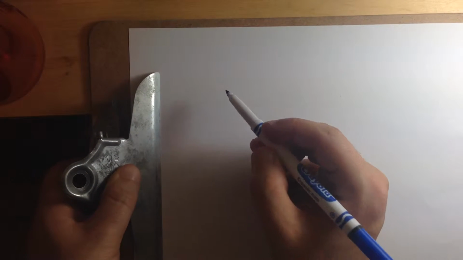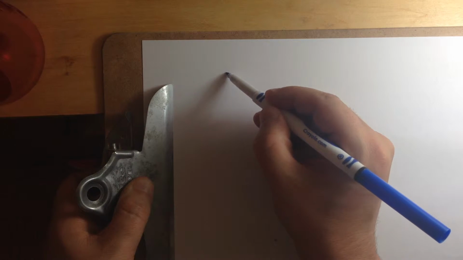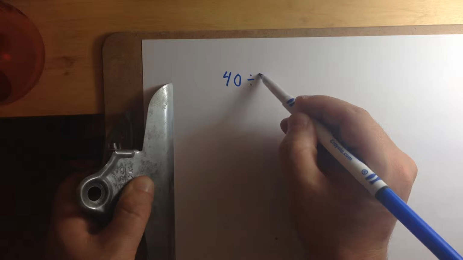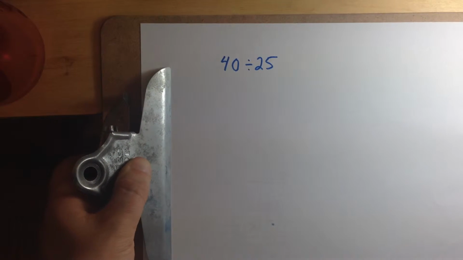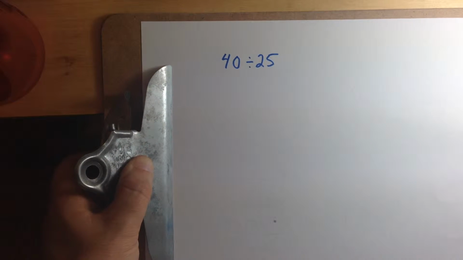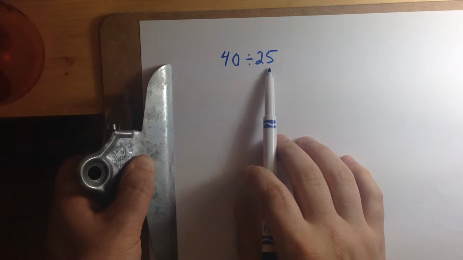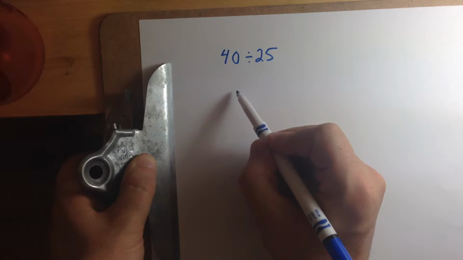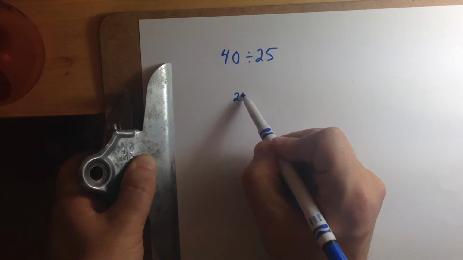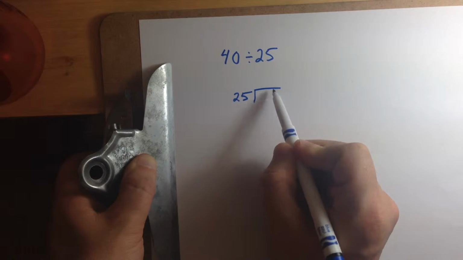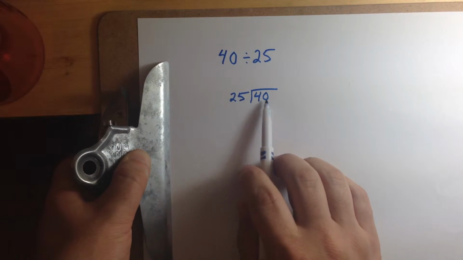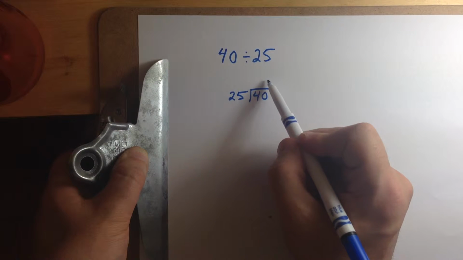So the problem that you were given was 40 divided by 25. This question is essentially asking, how many times does 25 go into 40? Right? We could write it like this: 25 going into 40. Well, we know that 25 can go into 40 at least one time, right?